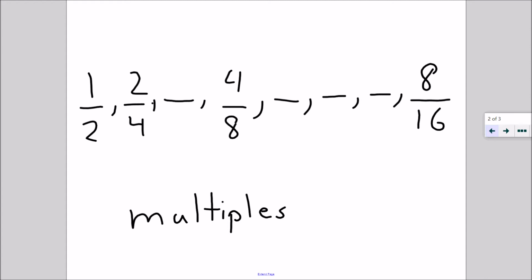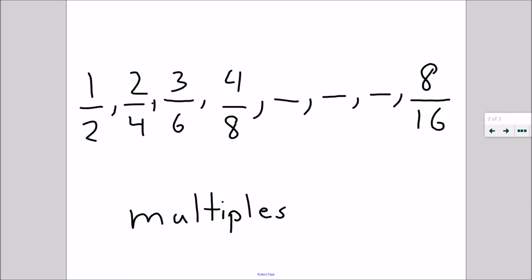1 times 3. The third multiple of 2 is 6, the third number I get when I count by 2's. 2 times 3 is 6. So 3/6 must also be on this list of equivalent fractions. It's equal to all these other ones. We can fill in the others as we go, too.